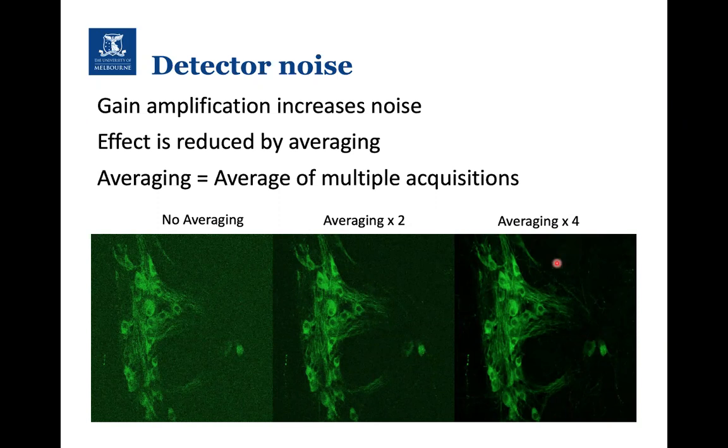So again, you're going to want to put in some averaging possibly, depending on your detector settings, and just make sure it's the minimum amount that you can get away with for decent image quality.